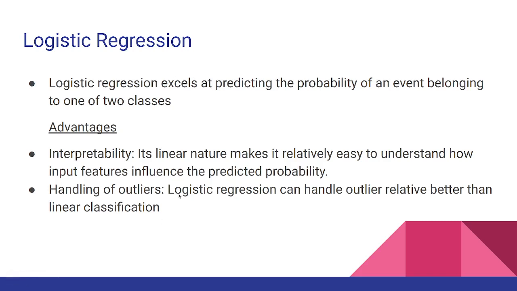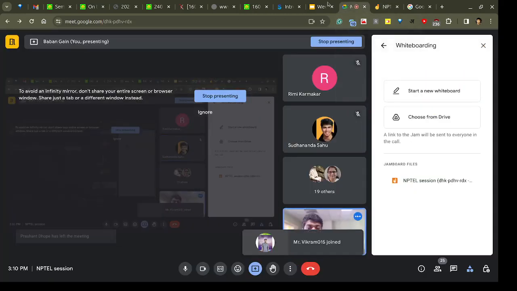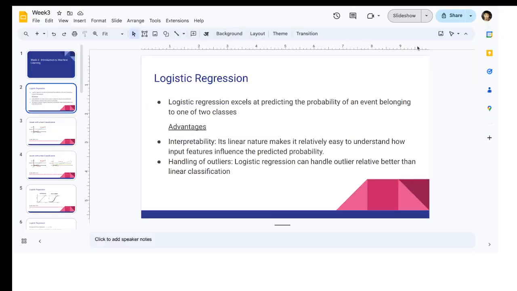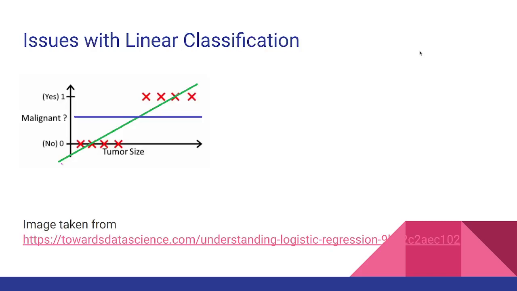Outliers are data points which are not where they are expected. So suppose here he is supposed to pass because he studied many more hours, but he is actually failing. So that is, we can say, an outlier. It is not where it is expected. With logistic regression we can handle this kind of thing more easily. So I'll give you an example.